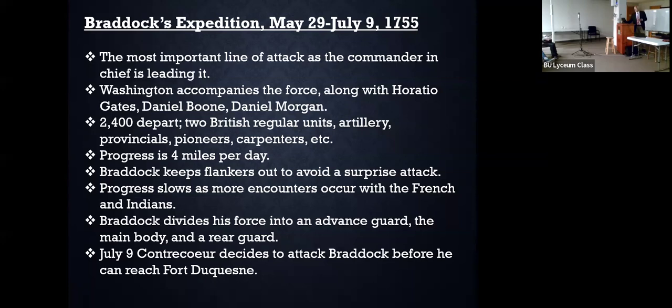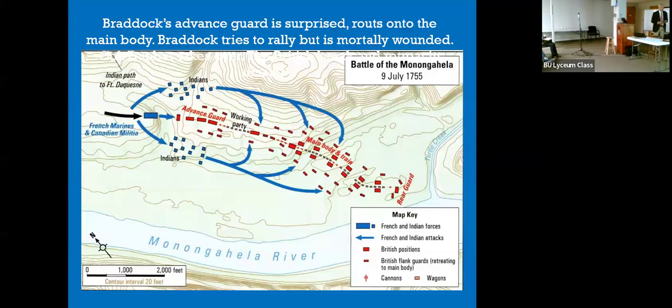So what happens is that Contrecoeur, the other heart, it's an interesting translation, decides that he's going to go out and he's going to ambush Braddock. So what happens?